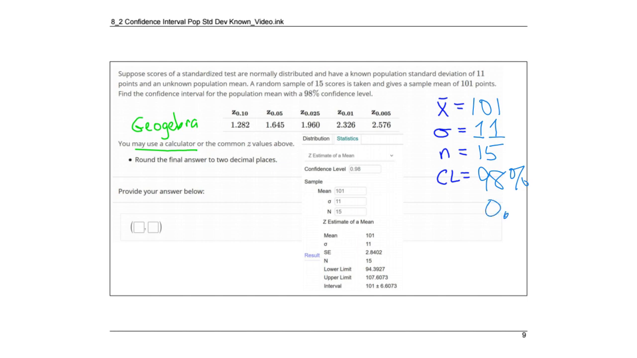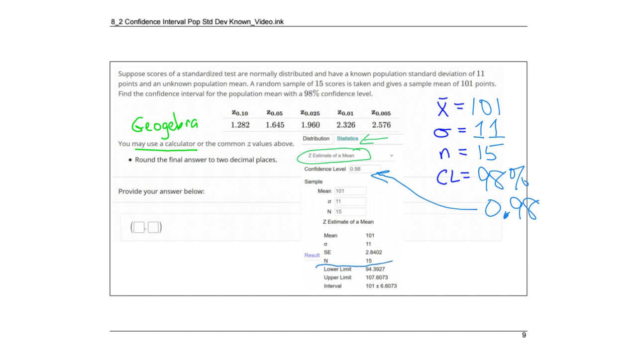So if we only use GeoGebra, we don't have to convert this. We don't have to try to find alpha over 2 because we're just going to put the 0.98 right into GeoGebra. Just make sure you click on statistics and you have to change this drop-down window to Z estimate of a mean. And then you can put in everything from the problem, the confidence level, the sample mean, the population standard deviation, and the sample size.